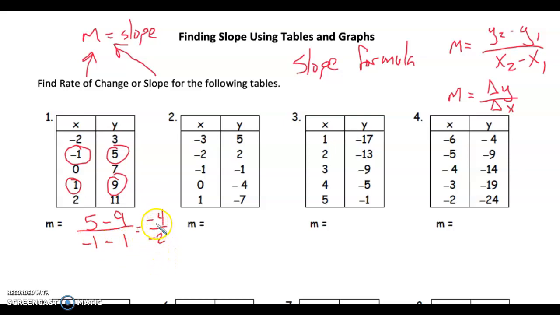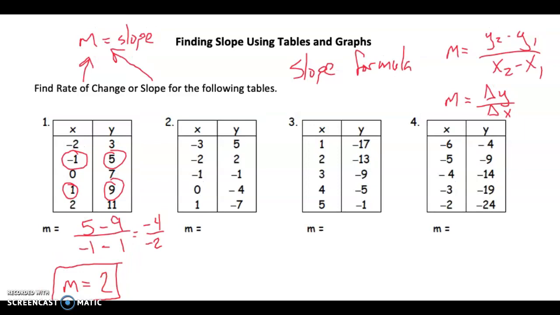So then I simplify this. What's negative 4 divided by negative 2? Well, the negatives are going to cancel each other out because a negative divided by a negative is a positive. So m equals positive 4 over 2, and 4 divided by 2 is 2. So m equals 2.